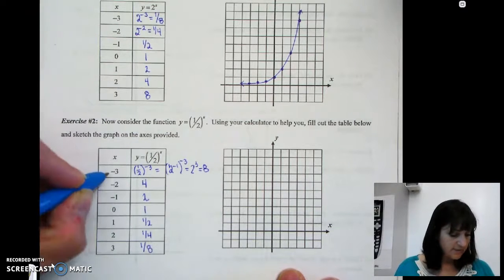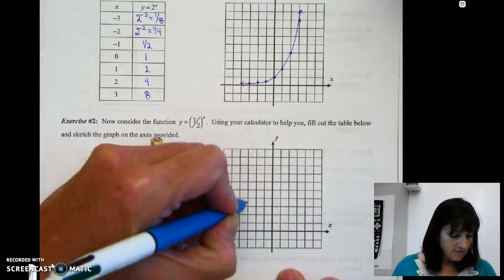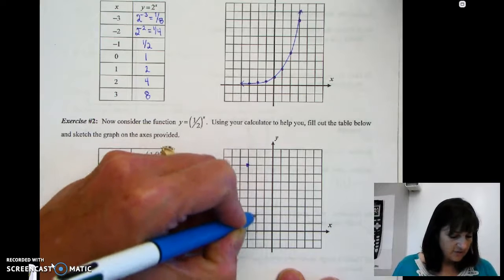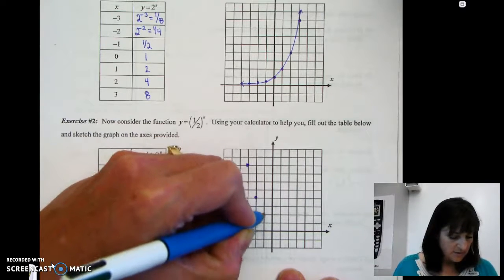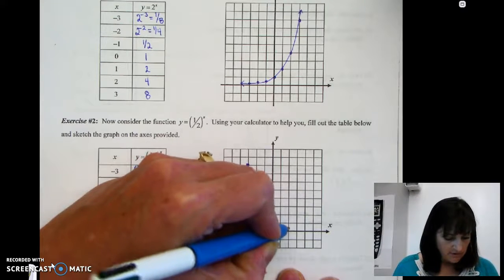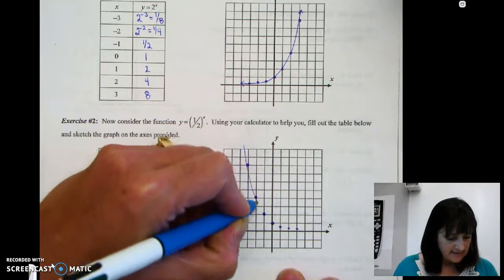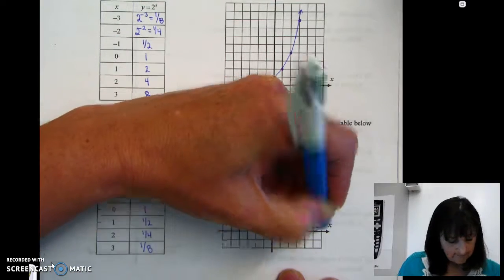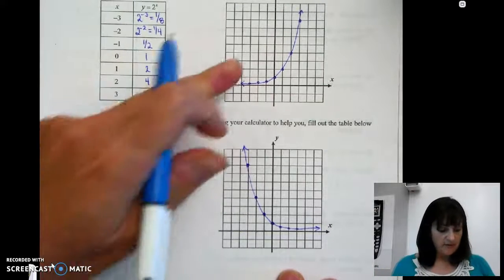So when you go to sketch this one, graphing these ordered pairs, -3, 8, -2, 4, -1, 2, 0, 1, and then we've got to squeeze in 1/2, 1/4, and 1/8. We can see that we've got a graph that is actually a transformation of the one above.